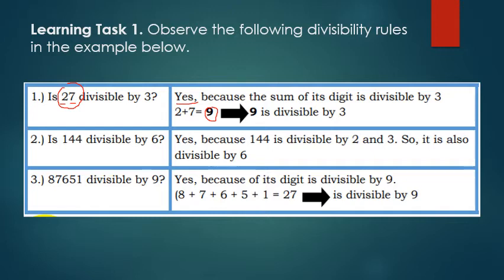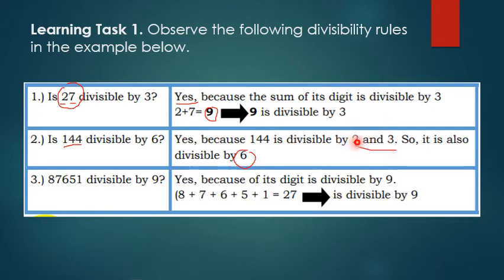Okay, next, for number 2, is 144 divisible by 6? Ano po ba ang rules natin sa 6? Sabi dito, yes, divisible daw yung 144 sa 6. Paano? Because 144 is divisible by 2 and 3, so it is also divisible by 6. Kapag 6 ang pinag-uusapan natin, kailangan divisible din yung number natin sa 2 and 3.